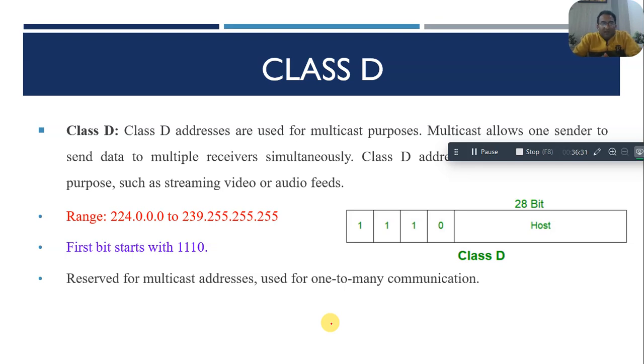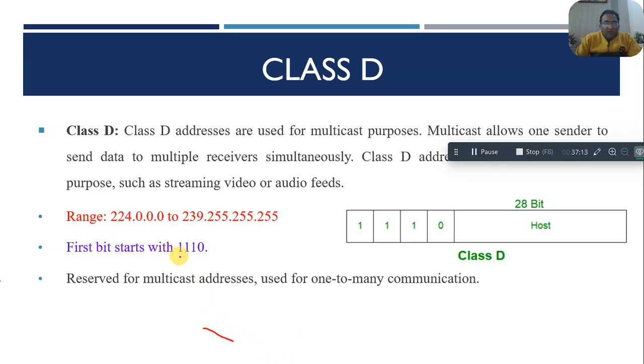Class D is used for multicast purposes. What is multicasting? Multicasting is when we send a message to a group, but instead of giving the message to all the hosts, we send it to a selected number of hosts in the network. To them we are doing multicasting. So multicasting allows one sender to send data to multiple receivers simultaneously. We use it for streaming videos and audio feeds.